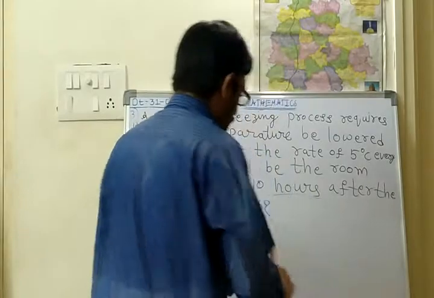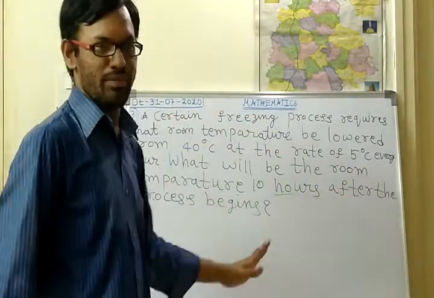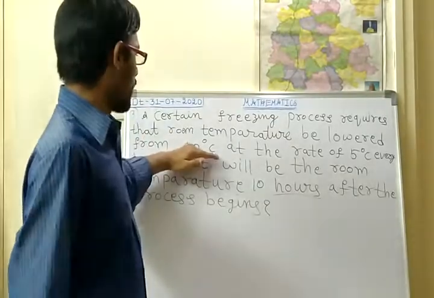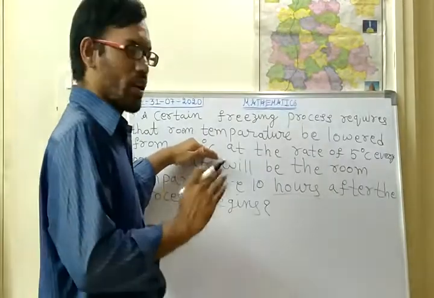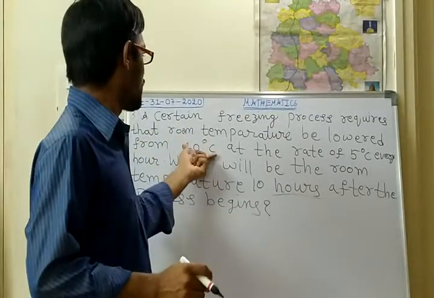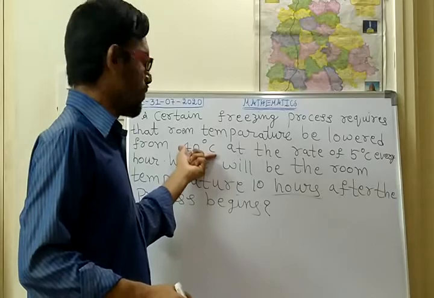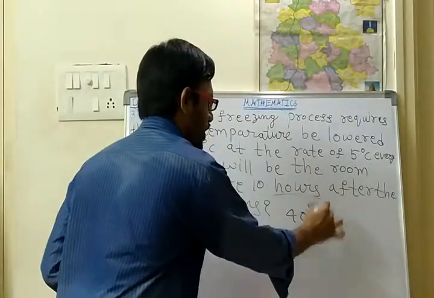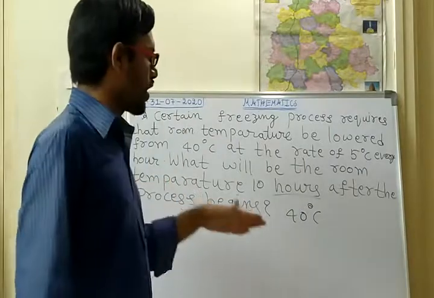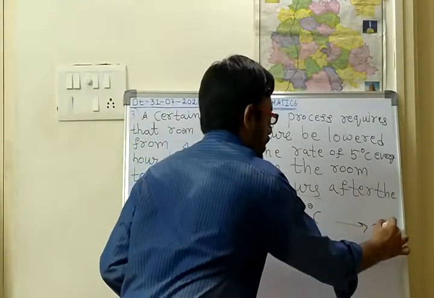Here we already know that after 1 hour, 35 degrees centigrade is the temperature. Starting from 40, it reduces after 1 hour. So after 1 hour, how much is the room temperature? It changed from 40 to 35. The first time, 40 degrees centigrade is there. After 1 hour, it is changed to 35 degrees centigrade.